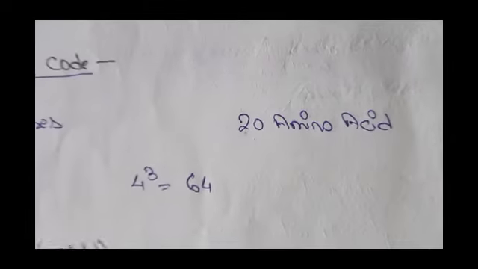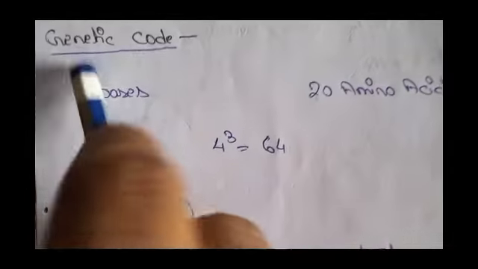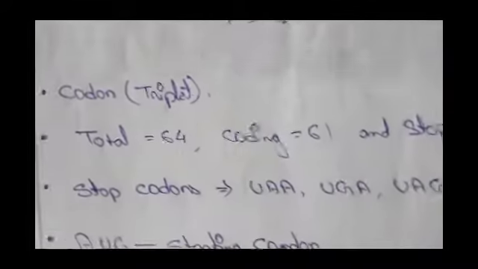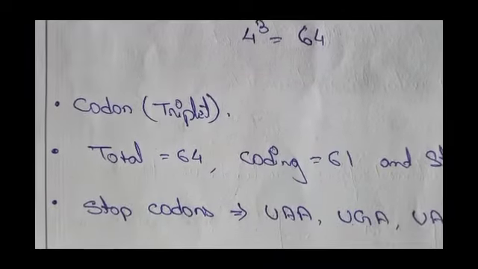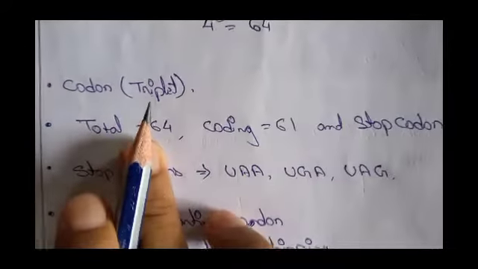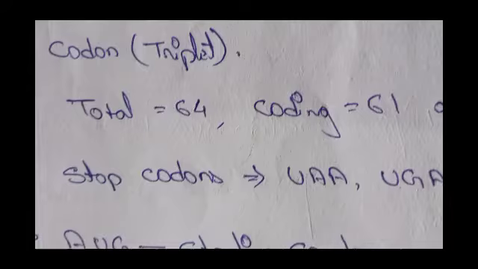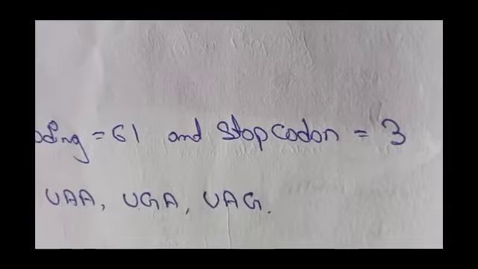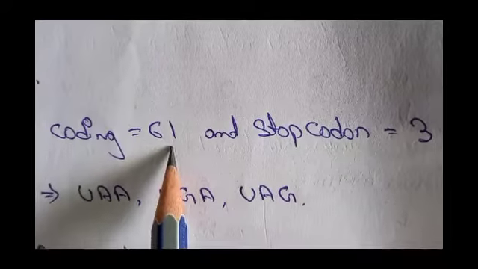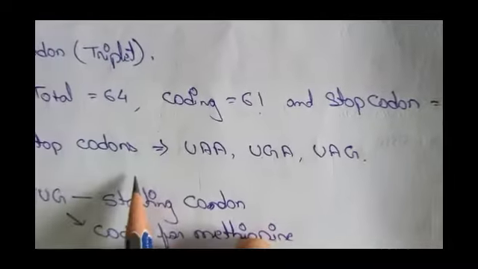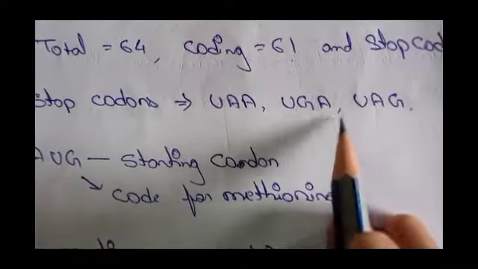amino acids. So we can say that the genetic codon is triplet in nature, means it is the third power of 4. Okay, the total codons are 64. Coding codons are 61, and stop codons are 3. Okay, so the stop codons are UAA, UGA, UAG.